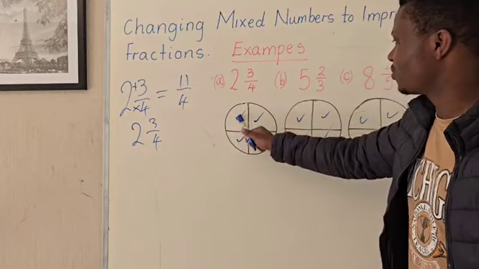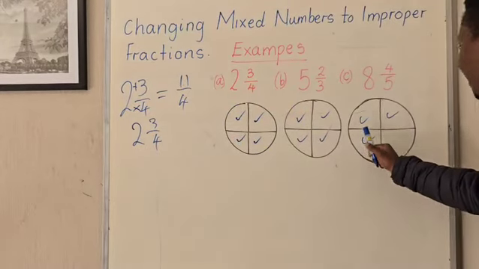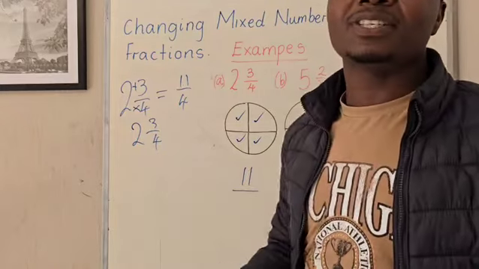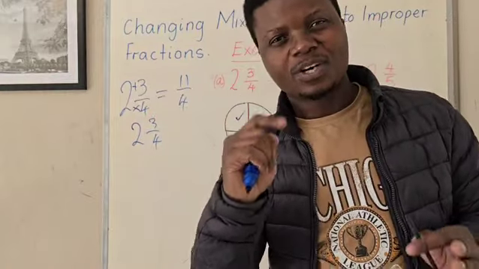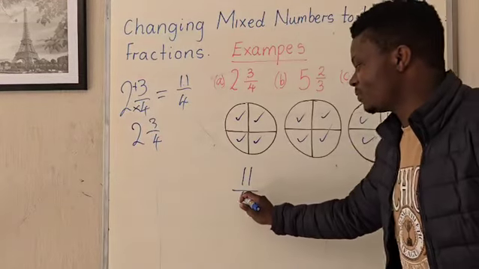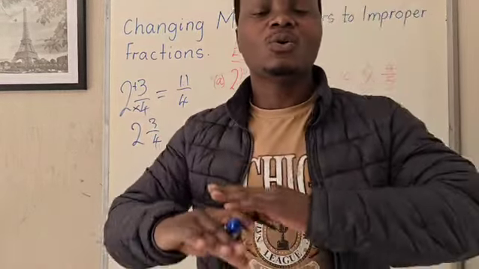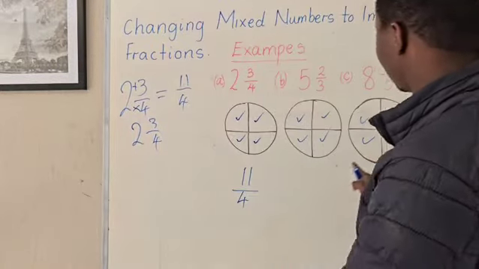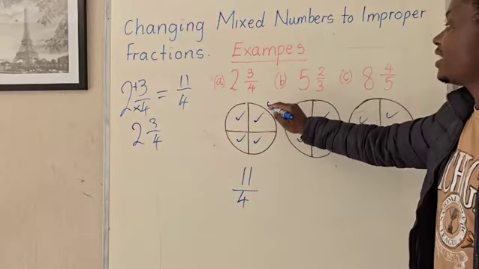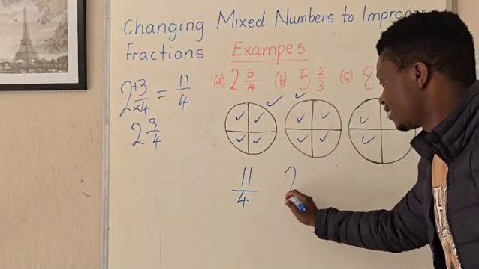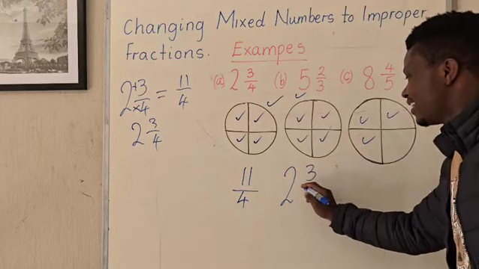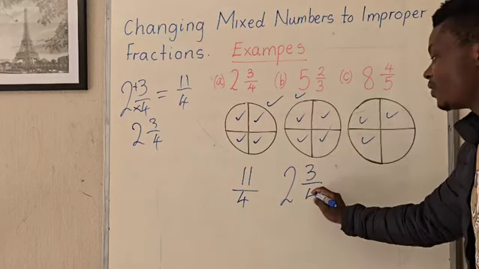So how many pieces did you eat all together? Let's count them. 1, 2, 3, 4, 5, 6, 7, 8, 9, 10, 11. So you actually ate 11 pieces. The denominator represents all the parts in one full cake. In one full cake, how many parts did we have? 4 parts. So the denominator always represents all the parts in one full cake. This is how you can represent it. I ate 2 full cakes, and on the third one I only ate 3 slices, and that cake was made up of 4 slices.